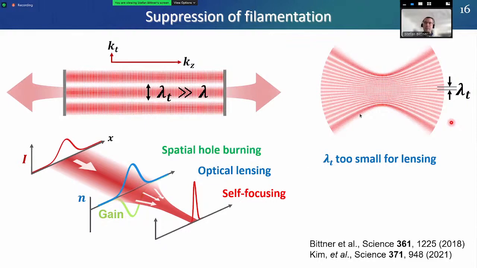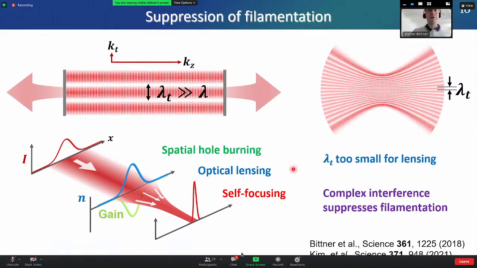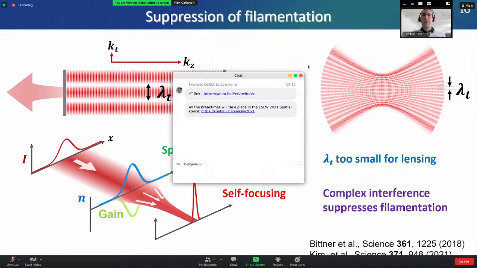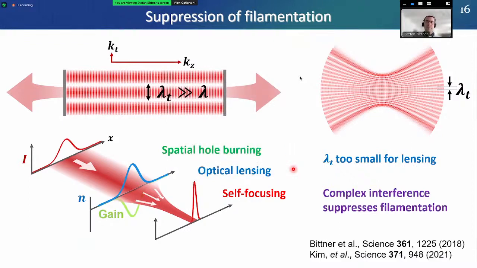In our stable cavity laser, however, we also have very high order transverse modes with transverse wavelengths of the order of 1 micron or even smaller. And it appears that variations on this small length scale are insufficient to create an optical lensing effect and thus the self-focusing instability. So the complex interference of high-order transverse modes allows us to completely suppress the filamentation in these stable cavity lasers.